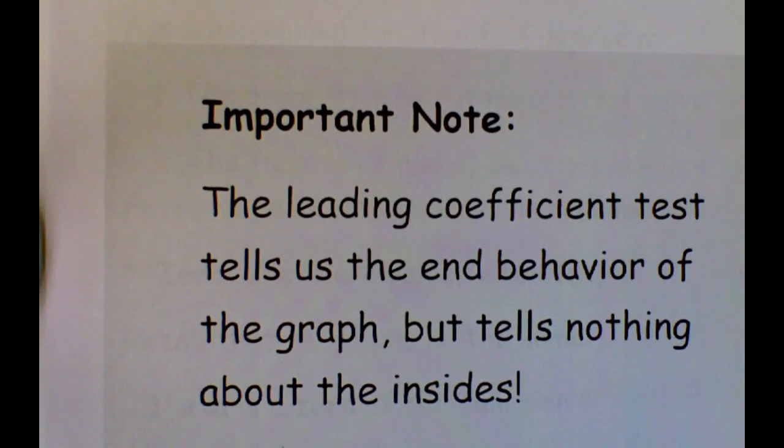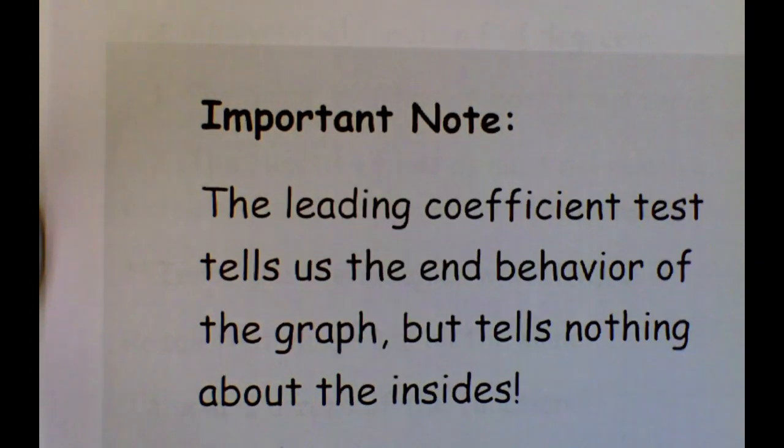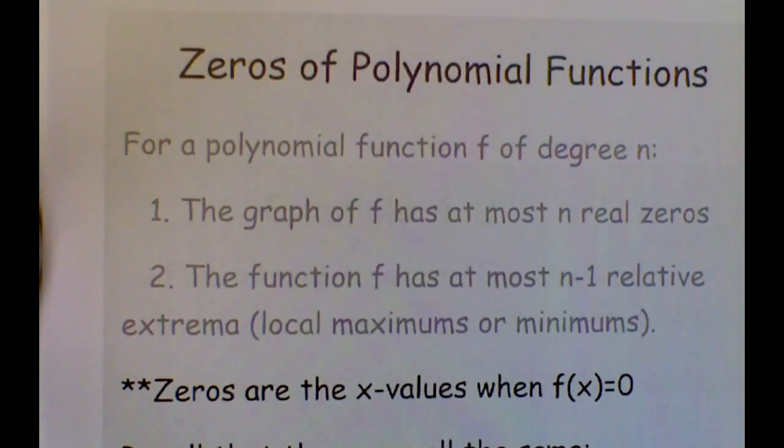An important note here, the leading coefficient test tells us the end behavior of the graph, but it tells us nothing about what's going on inside. So we have to talk about that. Inside, in between the ends, we will have zeros of our polynomial. For a polynomial function of degree n, the graph of f will have at most n real zeros. So if the degree is 5, we can have at most 5 zeros. We might have less than that. The function has at most n minus 1 relative extrema, which are those local maxes and local mins. So if my degree is 5, I can have at most 4 maxes and mins.